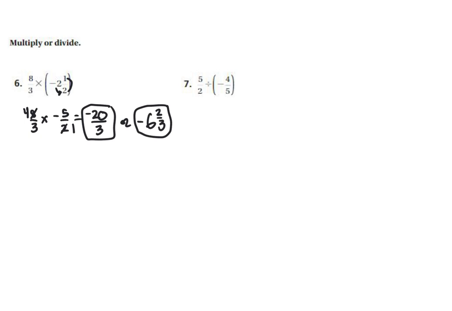For number 7, we're going to multiply 5 halves times the reciprocal, which is negative 5 fourths. So 5 times negative 5 is negative 25, and 2 times 4 is 8. So negative 25 eighths, or 8 goes into 25 3 times, with 1 left over, so negative 3 and 1/8.